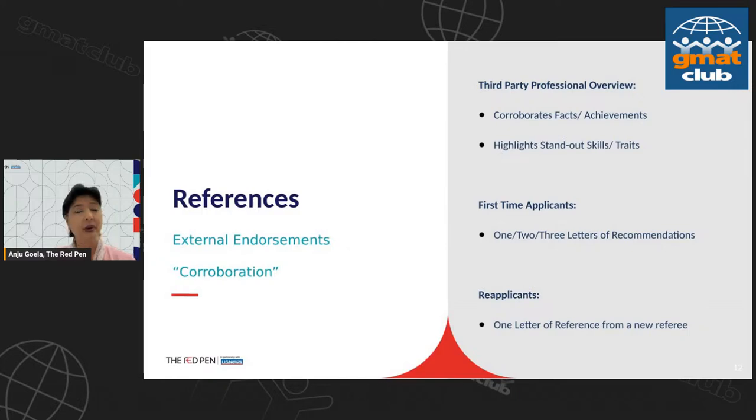What recommendations essentially do is they corroborate facts and your achievements. They highlight your skills and strengths and differentiate you from your peers professionally. Now, recommendations are primarily professional references, right? First-time applicants typically have to submit 1, 2, or maybe 3 recommendations.